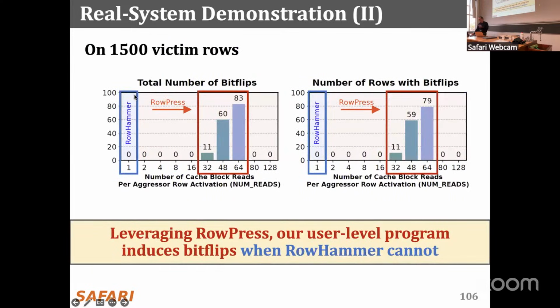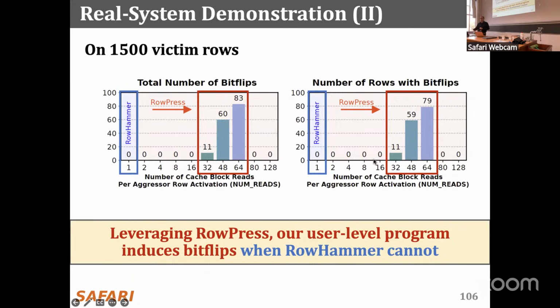Basically, on this real system, we showed that we cannot induce RowHammer bit flips, regardless of however hard we tried. But we were able to induce RowPress bit flips, assuming we accessed, for example, 32 cache blocks in a row, and 48 and 64. So we weren't able to induce bit flips over here. But later, we actually updated these results. So the updated version of the paper has more bit flips. Maybe earlier also, I don't remember right now.